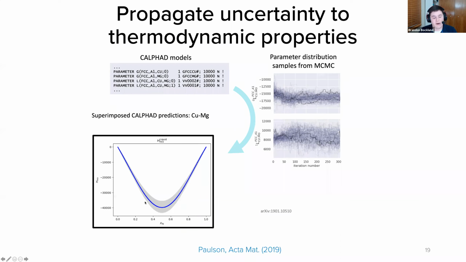And then we can calculate any property that we're interested in, and basically plot all of them up or stack them all on top of each other and visualize them in whatever way makes the most sense or is convenient. And so we have some examples applied to the copper magnesium system in this Actimat paper.